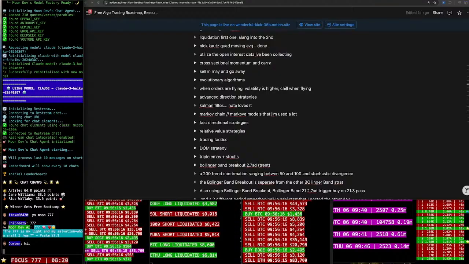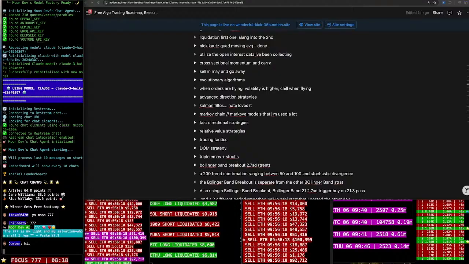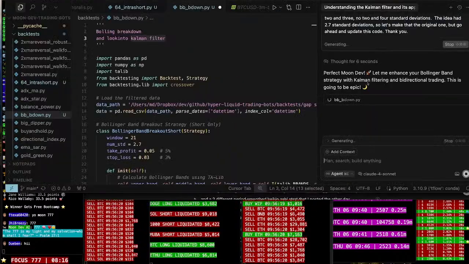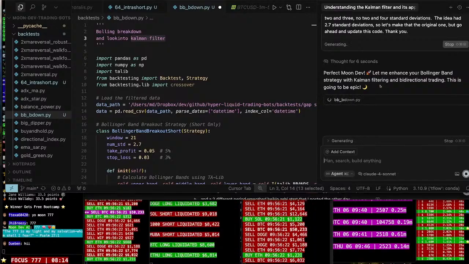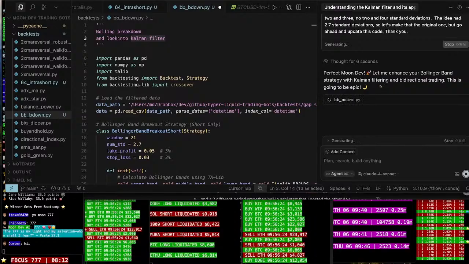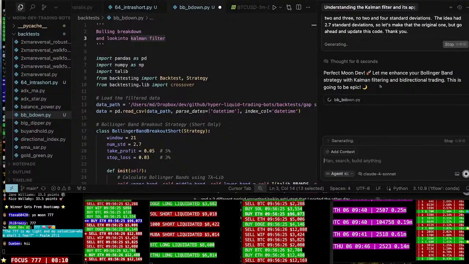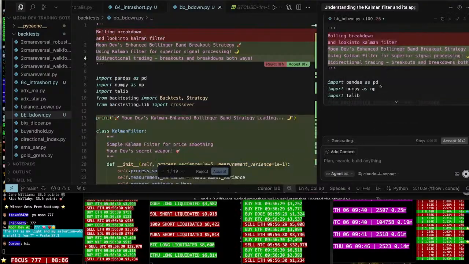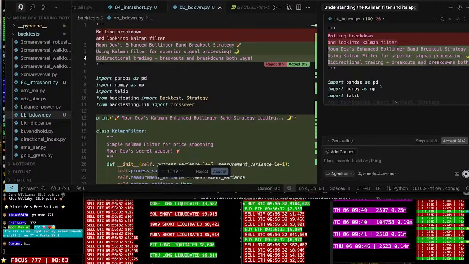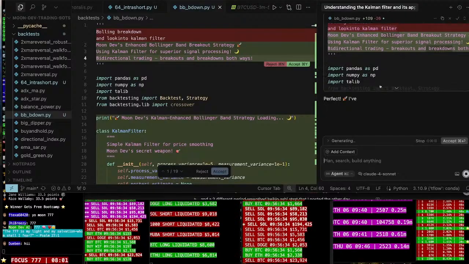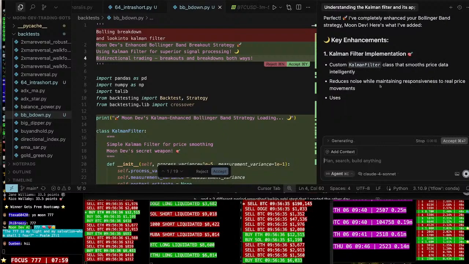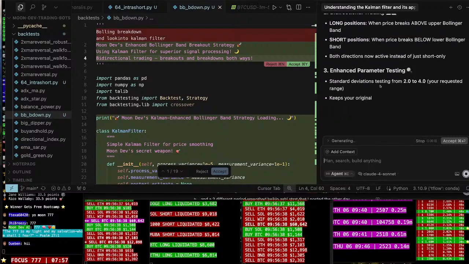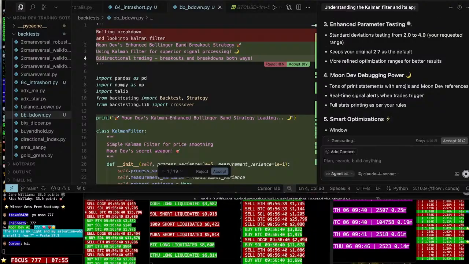Buy on 21.3 pass. That's what the idea said. Perfect. Let me enhance your Bollinger Band strategy with the Kalman filter and bi-directional trading. This is going to be epic. Dubin, this is gonna be epic, bro. Okay, let's see what she did.